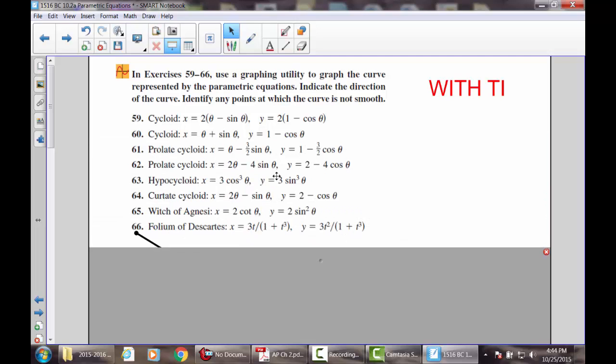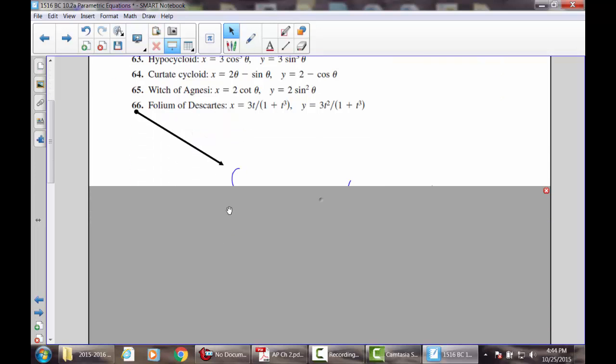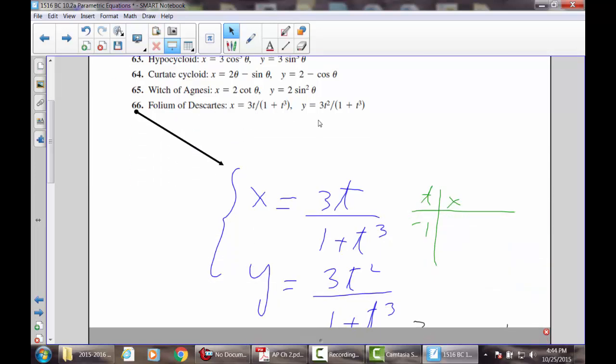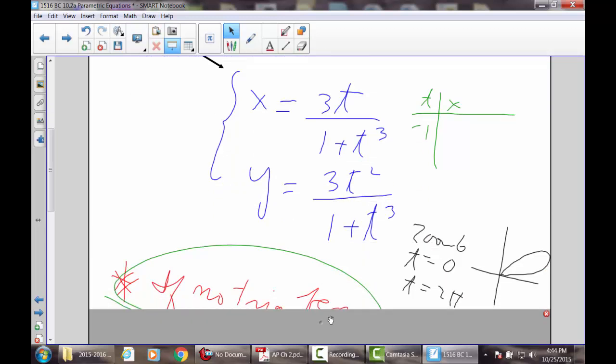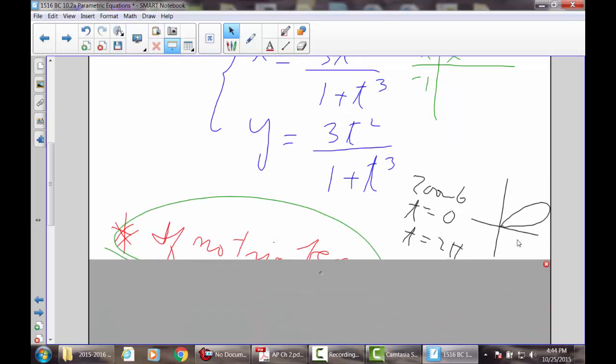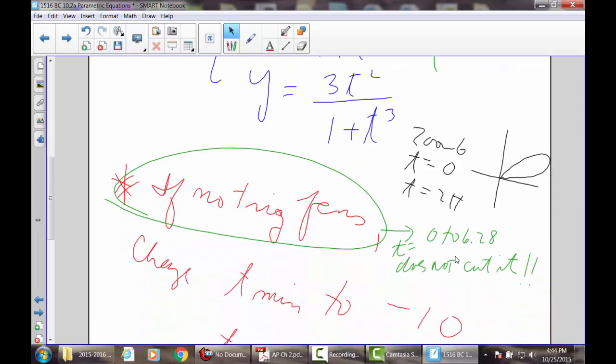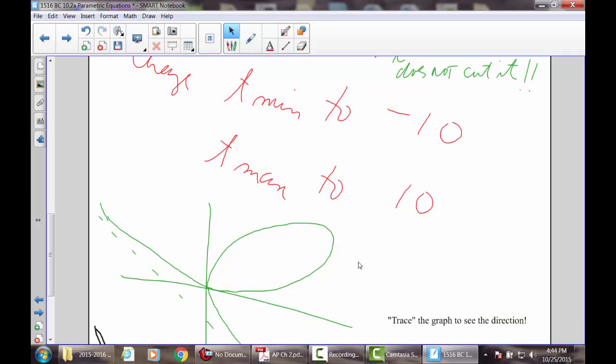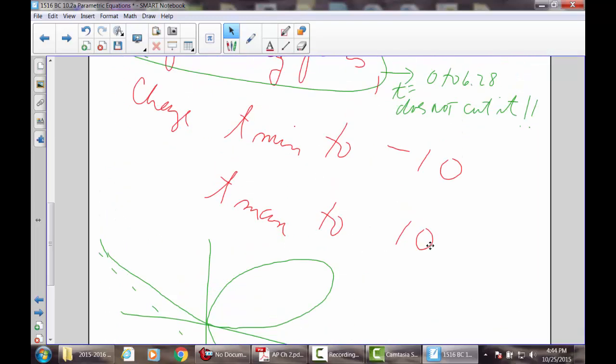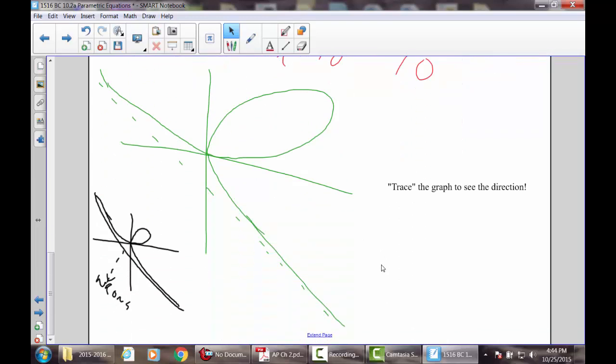So they have all of these equations, and they're very nice. They're letting you know that they have certain names. So we're going to look at 66, which is the folium of Descartes. It's this set of parametric equations, and if you did it on your calculator, you would see that you get kind of this one petal. Keep in mind, there's no trig functions in here, so do not leave it as 0 to 8, and that's the reason you only get one petal. If you let your T-min be negative 10 and your T-max be 10, then you'll see the entire graph. Now, there actually is no line here. It's actually a slant asymptote, and you can trace the graph to see the direction of the graph.